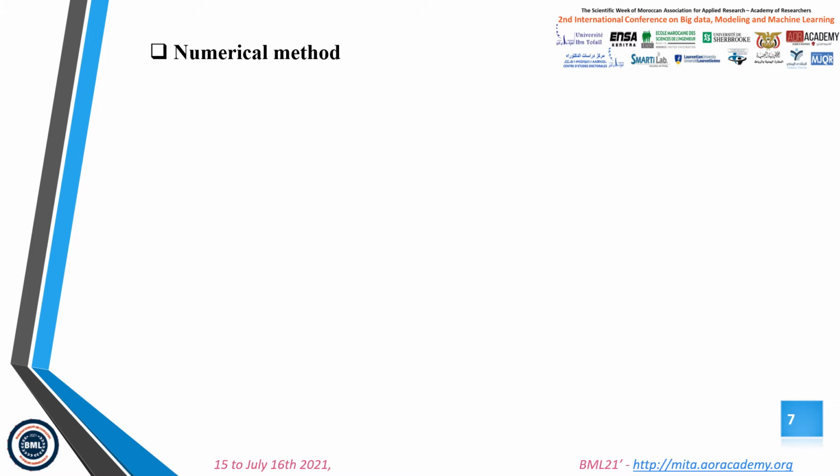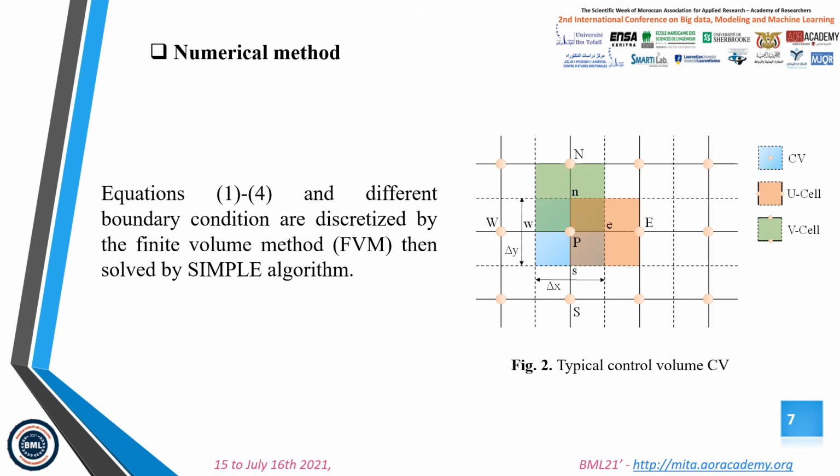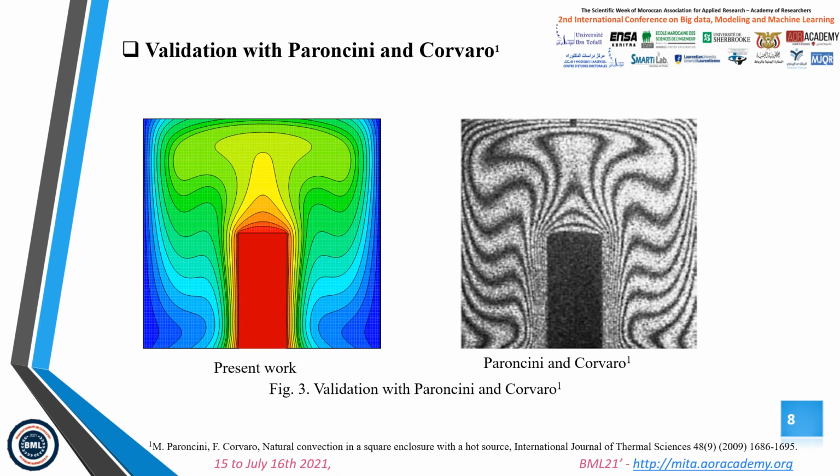The numerical method used in this study is the finite volume method. So equations 1 to 4 and the different boundary conditions are discretized by the finite volume method, then solved by the SIMPLE algorithm. Our numerical code has been validated with the experimental results of Paroncini and Corvaro, and this figure shows this validation.